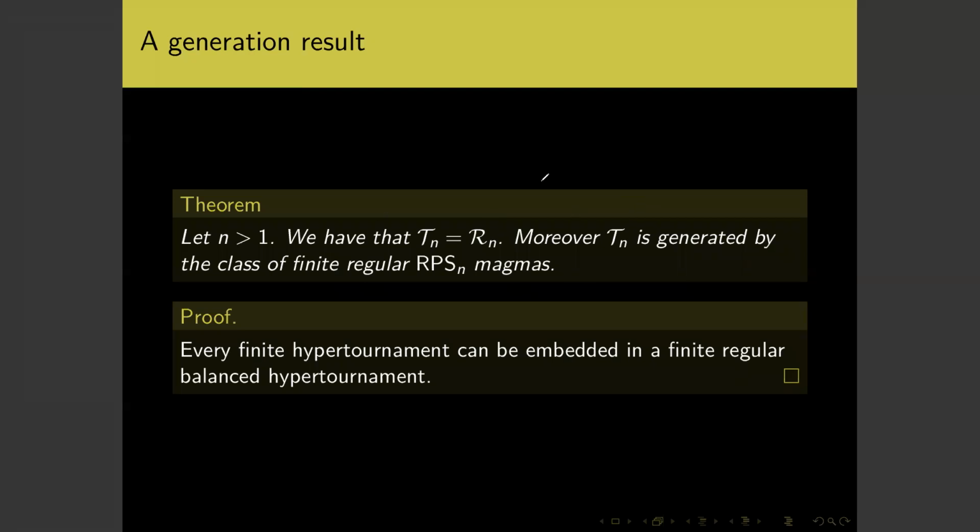Okay, so the generation result that I wanted to share with you is that the variety generated by n-ary tournament magmas is actually the same as the variety generated by n-ary rock, paper, scissors magmas. Or in other words, the n-ary rock, paper, scissors magmas generate the variety generated by hypertournament magmas of the corresponding arity. Moreover, this variety, Tn, is generated by the class of finite regular n-ary rock, paper, scissors magmas. And so I wanted to at least go over the proof of this, but I'm not sure how much detail I can go into in the last 5 minutes or so.